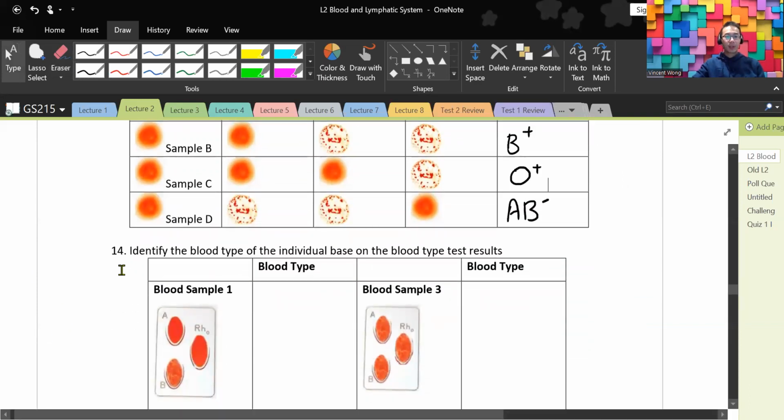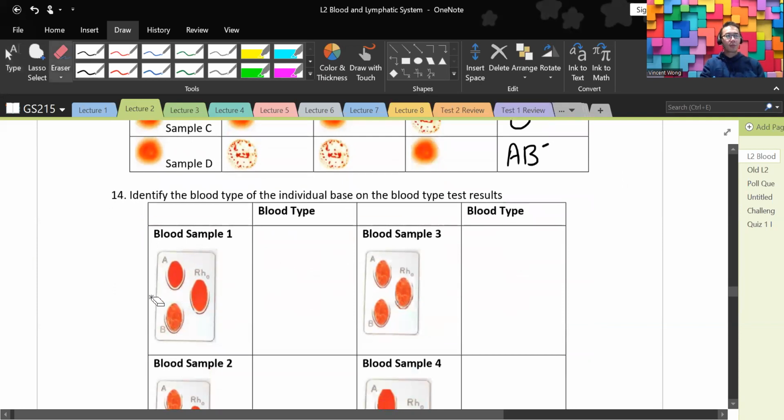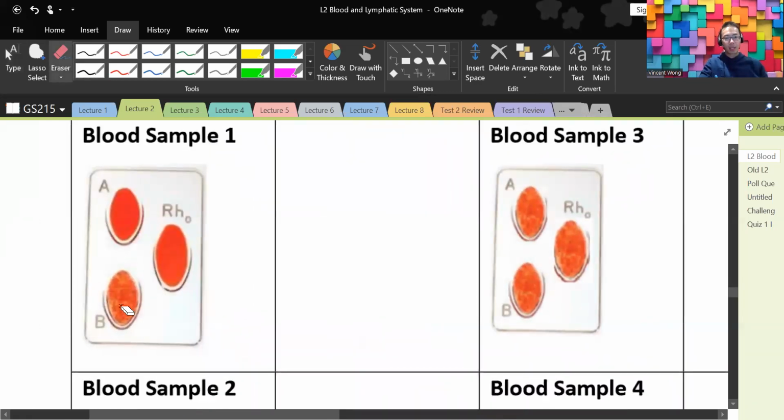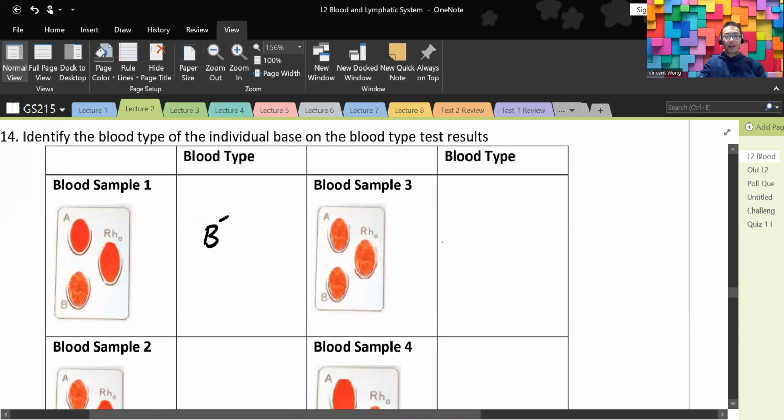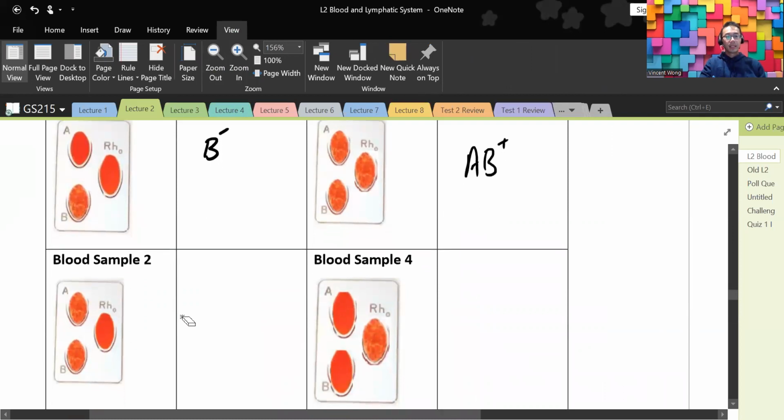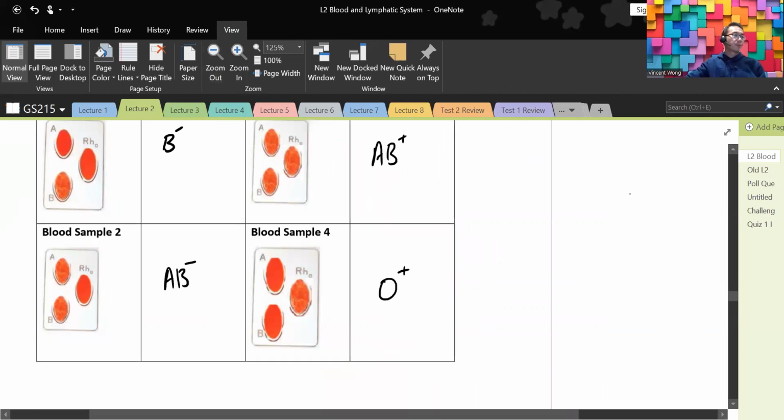I understand these are a little bit harder to see. And for those of you who have the workbook, you might not have these pictures in it. But I promise you the one on the quiz will be a lot clearer. So here, no reaction with A or RH, only reactions with B. If I zoom in a little bit, you can see the little clumping here. That means it's B negative. Reaction with all of them, that's AB positive. AB negative for this one, and O positive for that one.